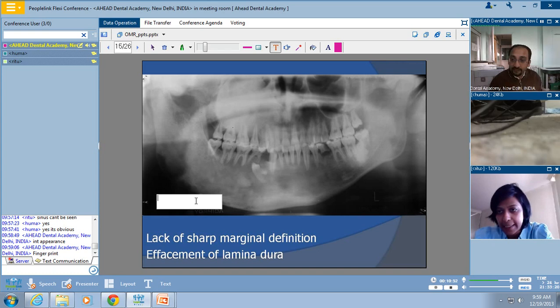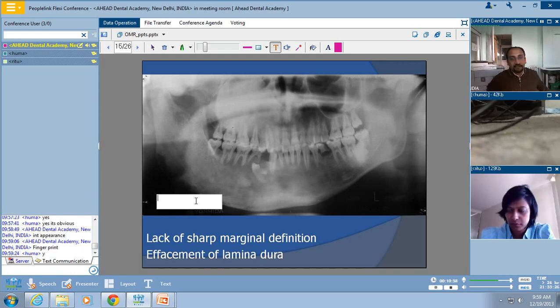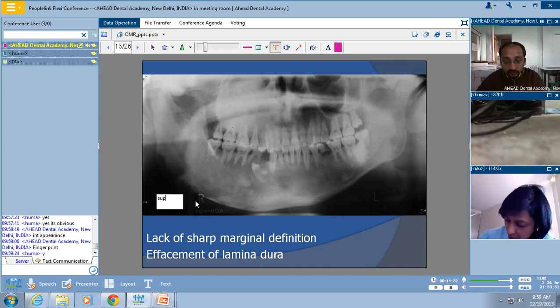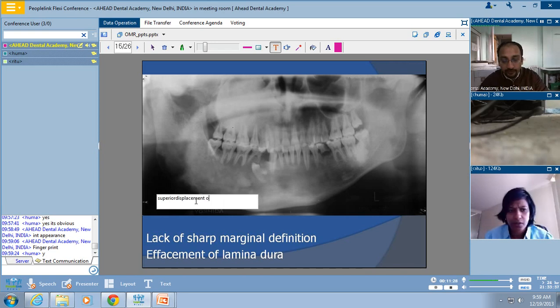And one more thing about fibrous dysplasia. In fact, this has come as a question. What is the commonest site of fibrous dysplasia? It is actually the maxilla. It is not the mandible. Whenever it rarely occurs in the mandible, it will cause one very unique thing in the posterior mandible. What unique thing? It is the only condition that will cause superior displacement of the inferior alveolar nerve canal. This represents the only condition in which there is superior displacement of the nerve canal.